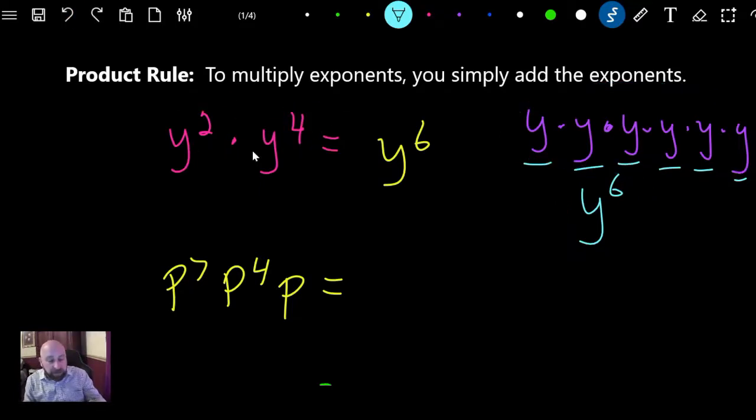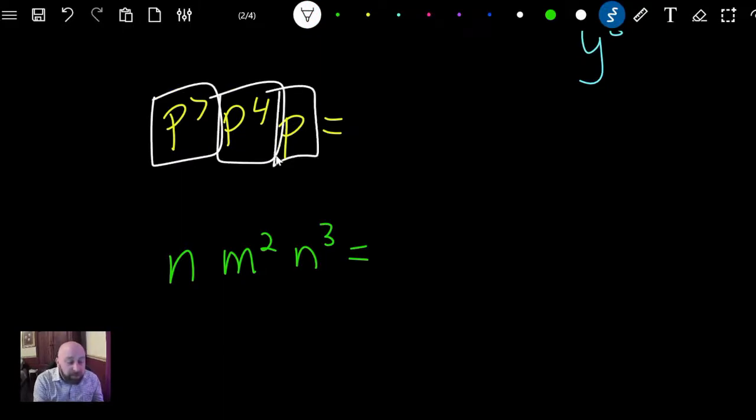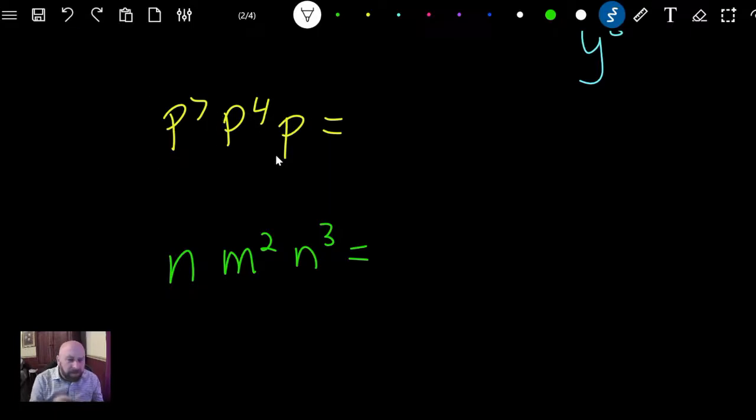All right, let's try it again. Now we have p to the 7th, p to the 4th, and p. Now, you might think, okay, I'm supposed to add the exponents. So 7 plus 4 gives me p to the 11th, and then there's not an exponent there, so p to the 11th. Wrong. You're like, oh no, not again. You're blowing my mind again.